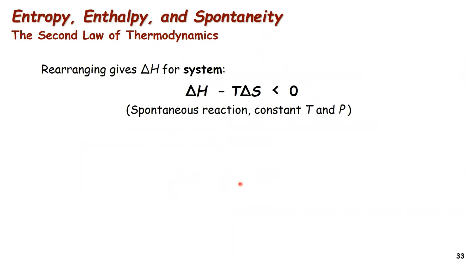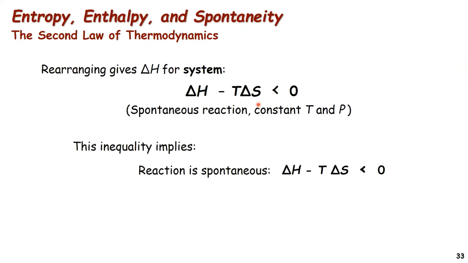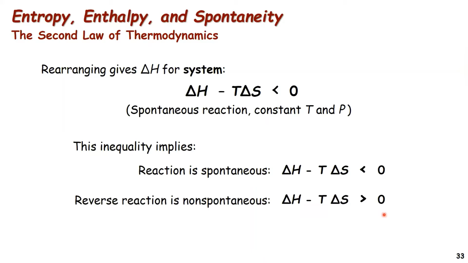Now we could rearrange that and say, okay, del H minus T del S, if it is less than 0, if it is negative, it is spontaneous, okay? So again, the signs of these don't dictate whether a reaction is spontaneous or not. It is this equation here. Its sign dictates whether or not a reaction is spontaneous. So again, if this is negative, we have a spontaneous reaction. If it's positive, we have a non-spontaneous reaction.